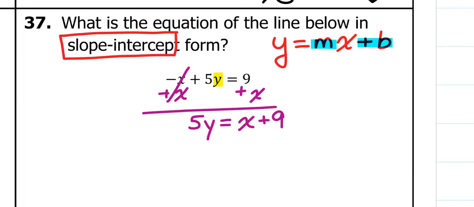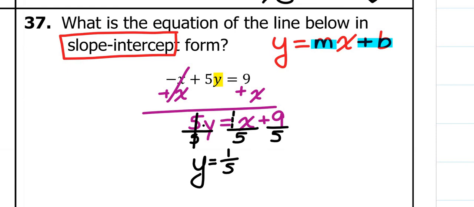Next step, you're going to get rid of this relationship between the 5 and the y. So you're going to divide everything by 5. The 5's will cancel. So now you have y equals, remember, in front of the x there's an invisible 1. So really you're dividing that invisible 1 by 5. So you get a 1 over 5 coefficient to x. 1/5 x plus 9 over 5. And I'm going to leave it just like that. So this is the equation for the line below in slope-intercept form.